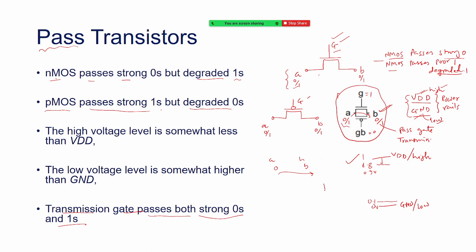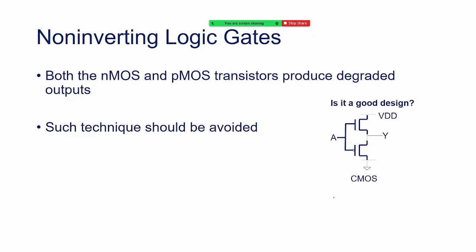So for instance, we have seen that in the case of the inverter. Okay, we'll see that in the next slide. So are we going to study later why that output is a degraded 1 in NMOS? Yeah, we are going to study that, right? We are going to study that here in these slides only.